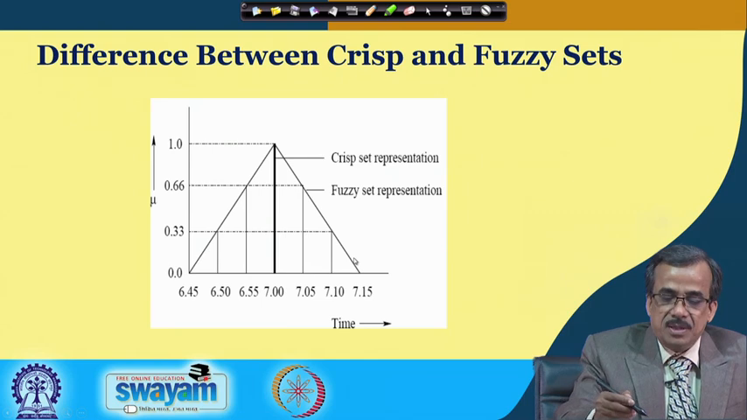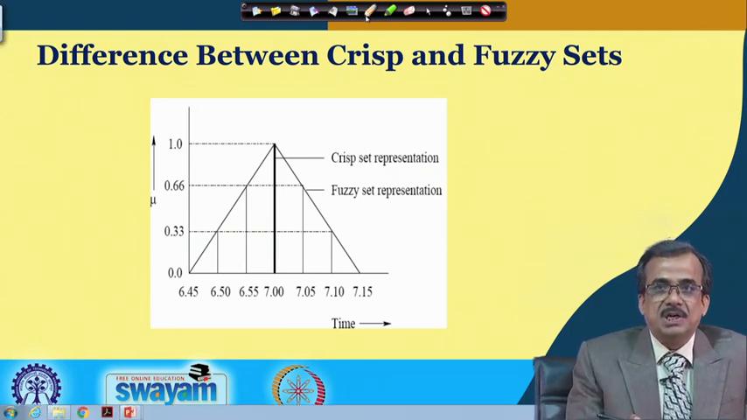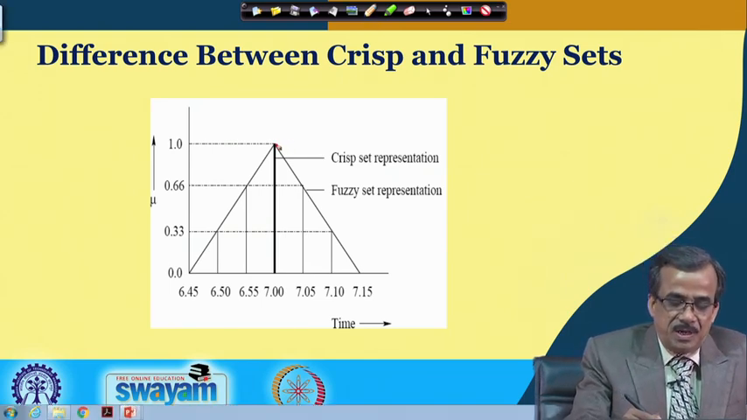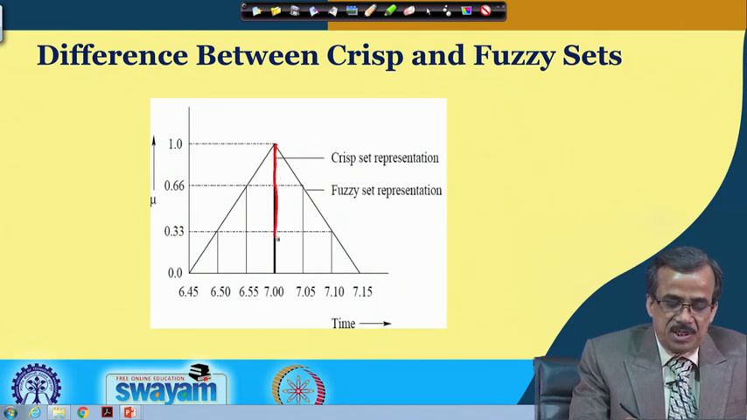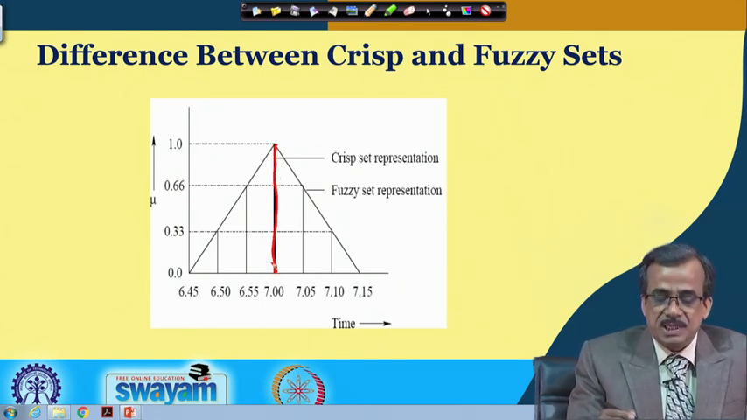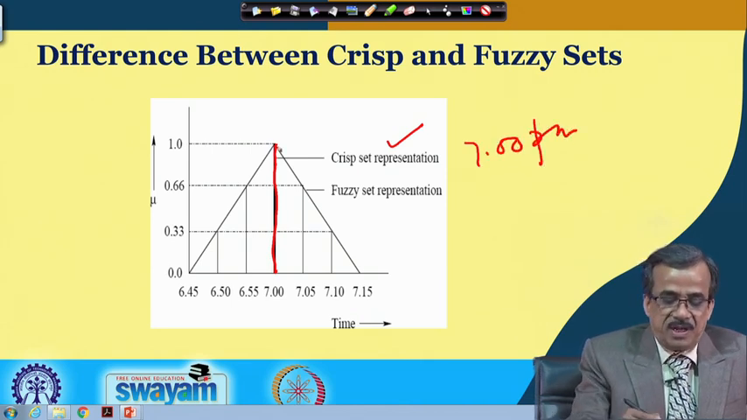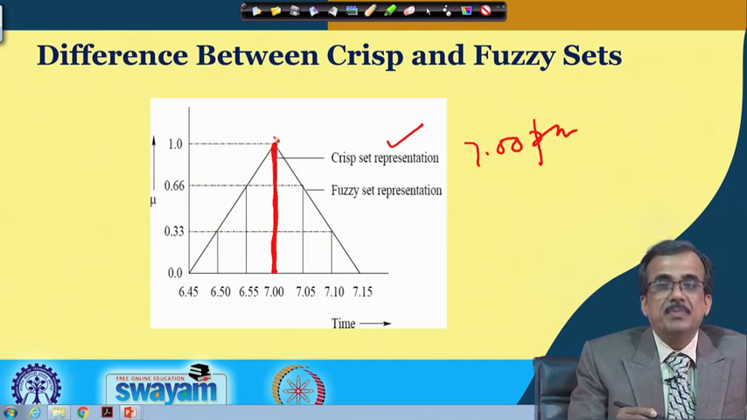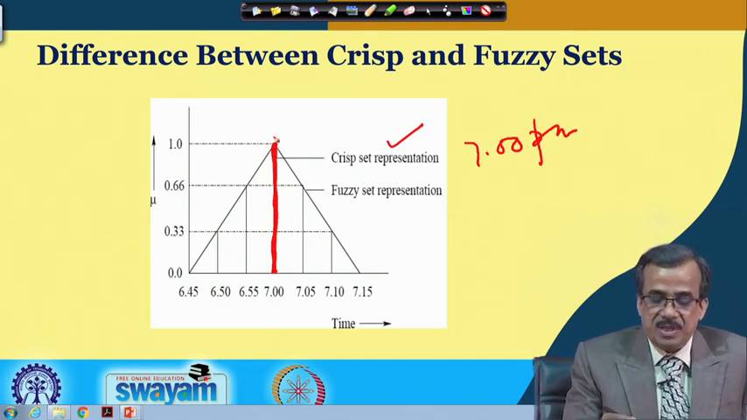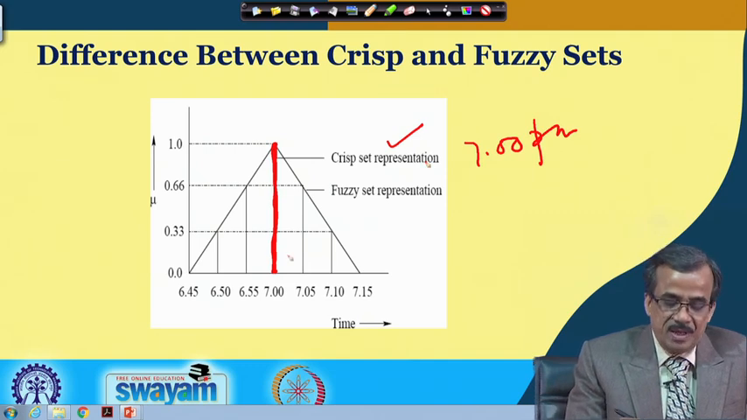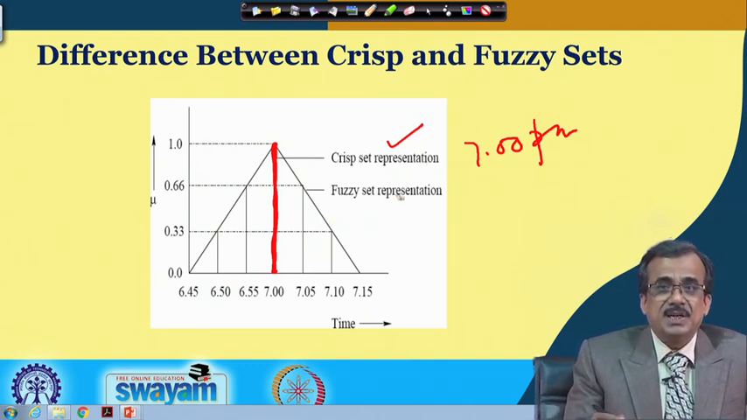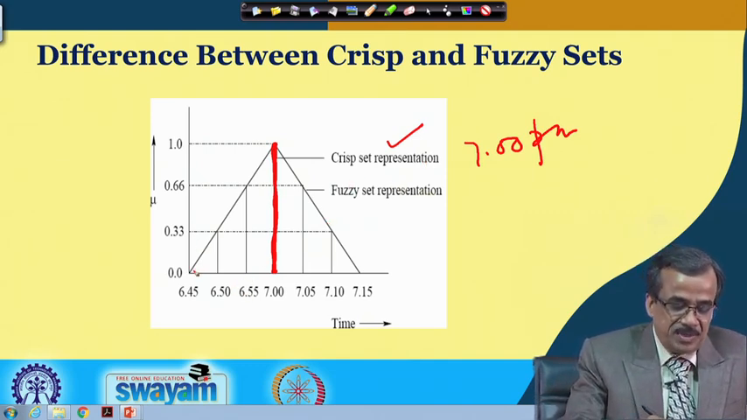Now, if you see the concept of the classical set or the crisp set, this particular distribution indicates the crisp set representation for 7 p.m. So, this particular thing, once again let me tell you, is the crisp set representation for the classical set. Now, the fuzzy set representation for 7 p.m. is something like this. So, this is the fuzzy set representation for 7 p.m.